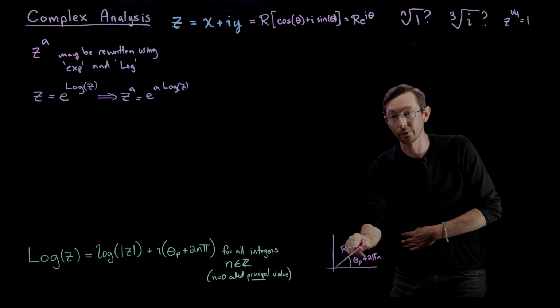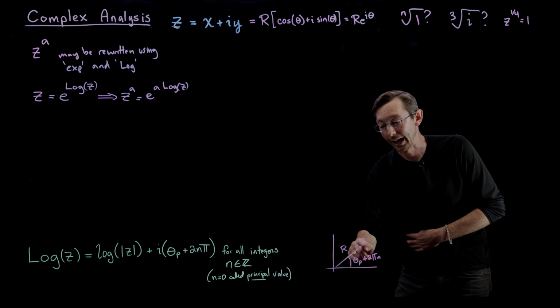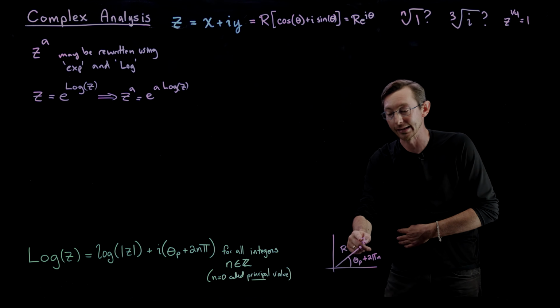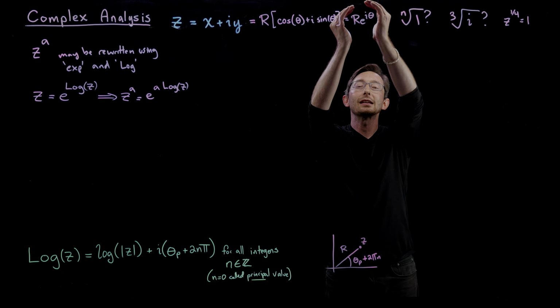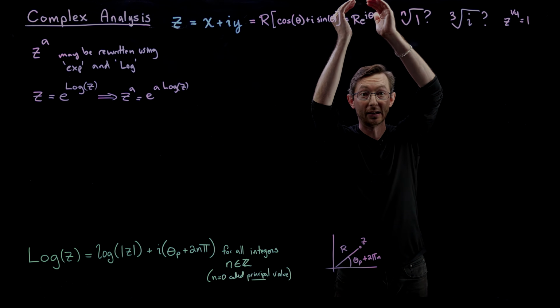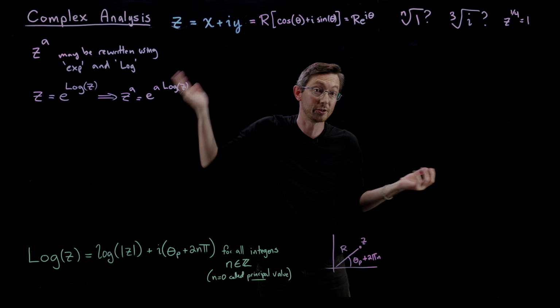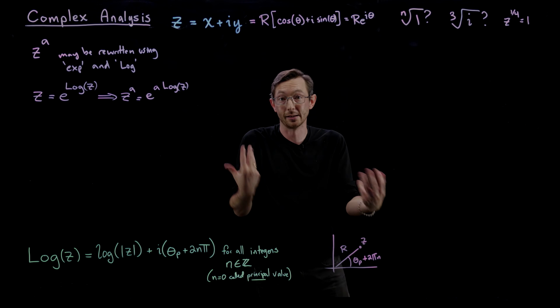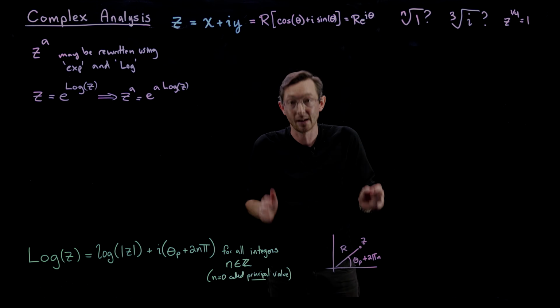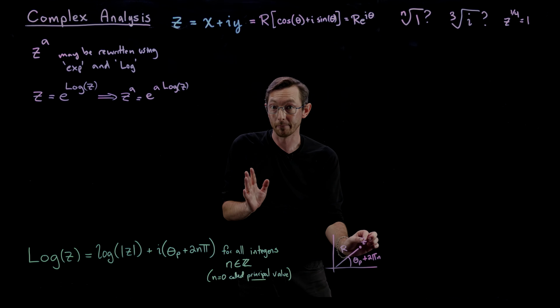I could use the principal theta, or I could add 2 pi, add 4 pi, add 6 pi. Just because there's different ways of writing it in the complex plane doesn't mean there are infinitely many z's. There's just z. It's a complex number. It's a real thing that exists, and there's one value z.